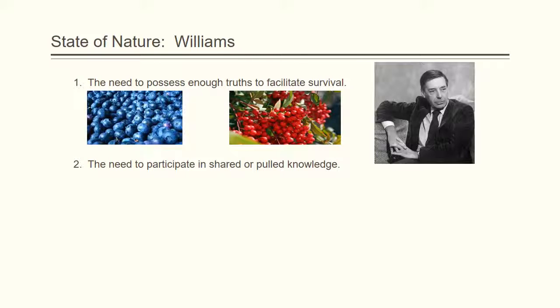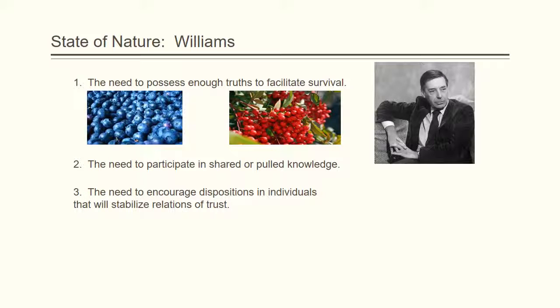Stemming from this is the need for collected, shared, or what Fricker calls pooled knowledge. You cannot be solely responsible for finding out what foods can kill you, for example. You can only find that out one time, and then you're not going to learn anything else. So you need to be able to depend upon others who have pooled their knowledge together in order to learn certain things about society.